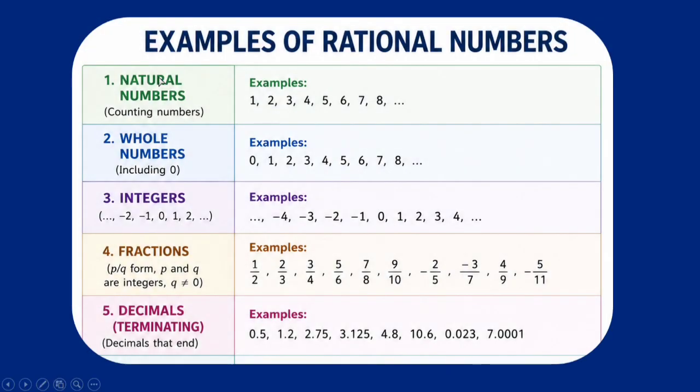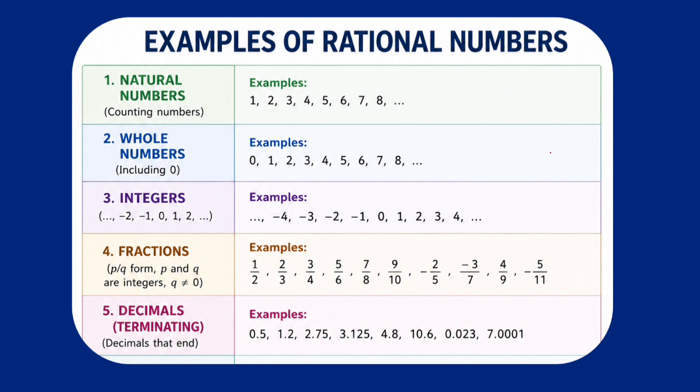We can see examples like natural numbers. All natural numbers are rational numbers. All whole numbers are rational numbers. All the integers also come under the group of rational numbers. Fractions, both positive and negative, also come under the group of rational numbers. And the decimals which are terminating are also under the rational number category.